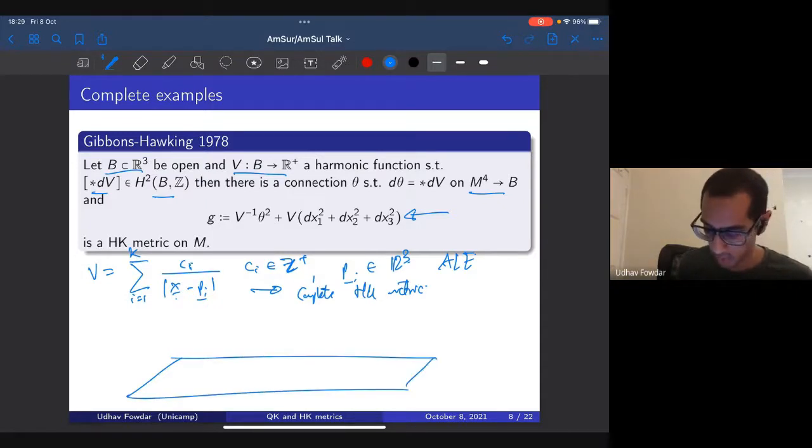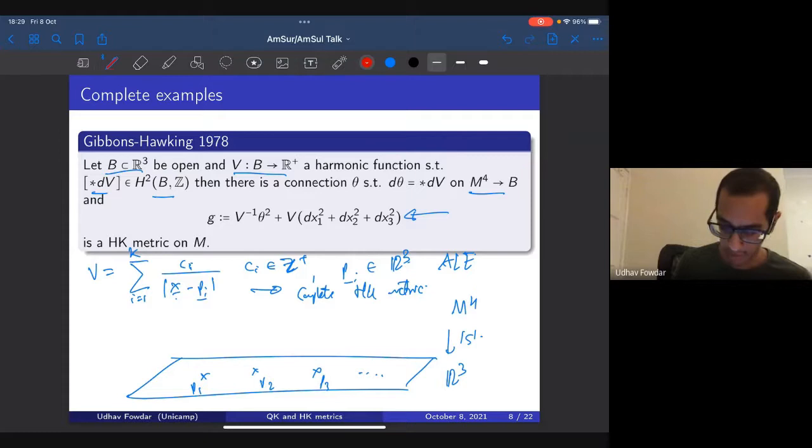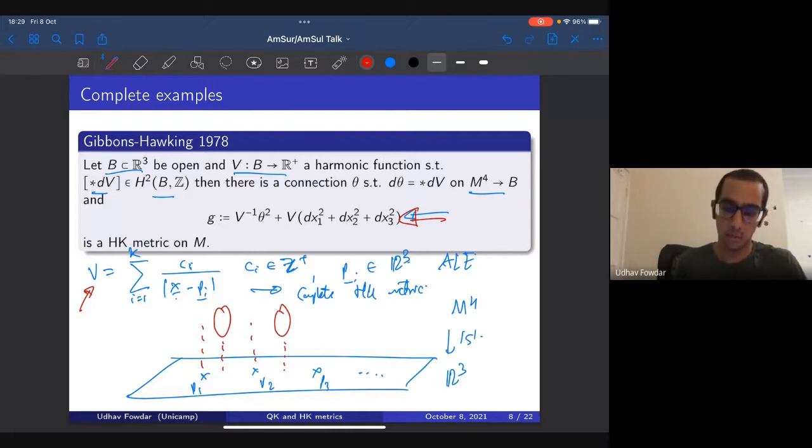So the picture is like this. You have your R3 here. You have your points P1, let's say P2, P3, etc. And you have your total space M4, which is an S1 bundle over V. So over every single point which is not one of these P_i, you get a circle. And over the P's, it turns out you can remove the singularity, because apparently there's a singularity in this function V at the points P, but it turns out that in fact it's just a coordinate singularity in the metric on the total space. You can smoothly extend the metric by adding in a point, by fixing a point inside the total space.